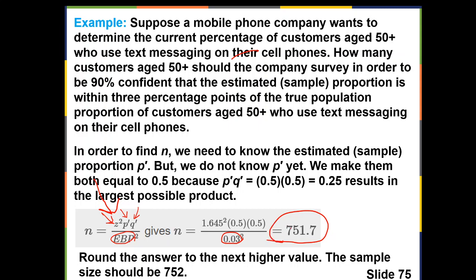Now, how do we go about sampling 751.7 people? Well, we can't do that. So we have to always round up, to the next integer. So 752. So if you have 752 in your sample, that guarantees that your error won't be more than 3%, right? So that means when you give your interval, it cannot be off more than 3%. So you accept 3% to be the error that you can have.